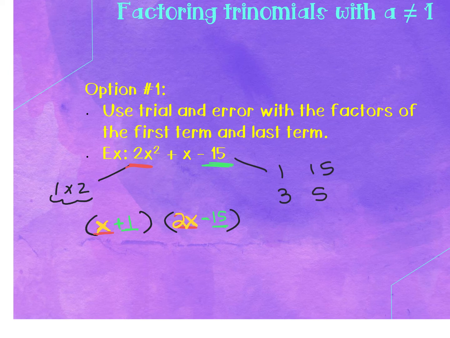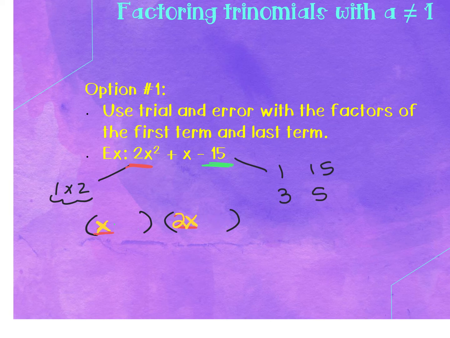Then what you have to do is confirm that outer and inner, when you multiply them, will give you a positive 1. So when I do the inside, I get 2x. When I do the outside numbers, I get negative 15x. Notice when you combine them, you get negative 13. So that guess is wrong. So now you've got to go back. Try another way. So let's say instead of putting in the 1 and the 15, let's try the 5 and the 3.